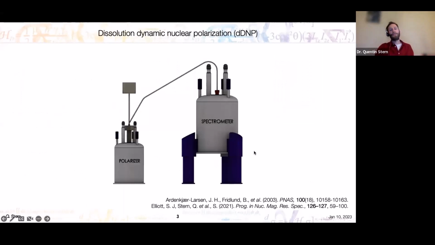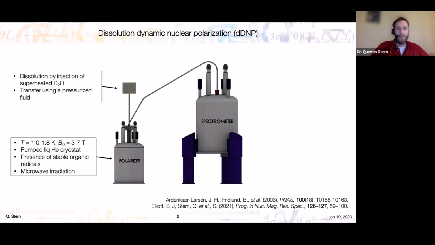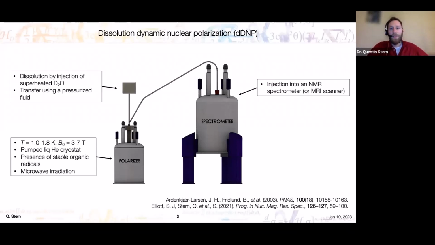And the dissolution process, dissolution dNP, is a multi-step process where we start in the solid state at below 2 Kelvin, usually at moderate field. To reach 2 Kelvin or lower, we need a pumped liquid helium cryostat. And I said we need electron spin. So in our case, we use stable organic radicals as a source of electrons, and we use microwave irradiation to transfer the polarization to the nuclei. Once the sample is hyperpolarized, we dissolve it with a burst of superheated water and transfer it to an MRI scanner or NMR spectrometer for use in the liquid state. So that's the workflow of a dissolution dNP experiment.